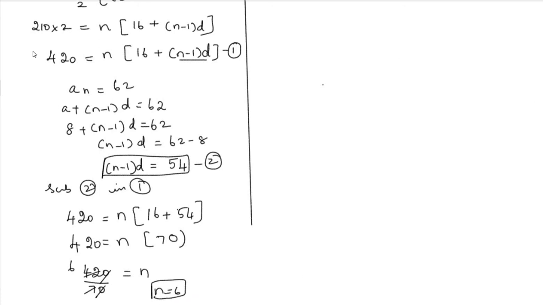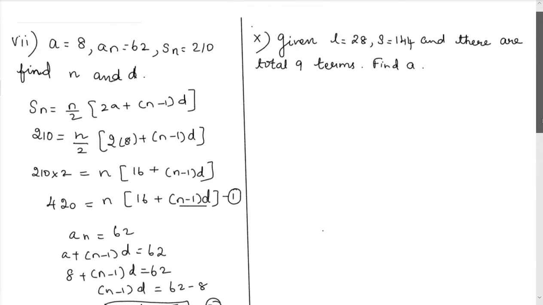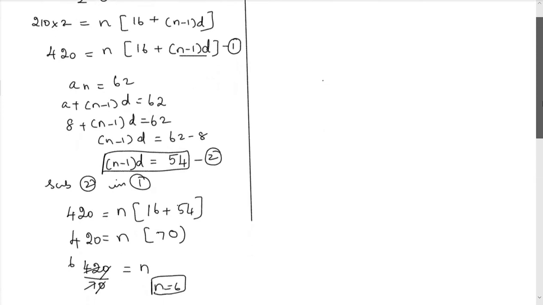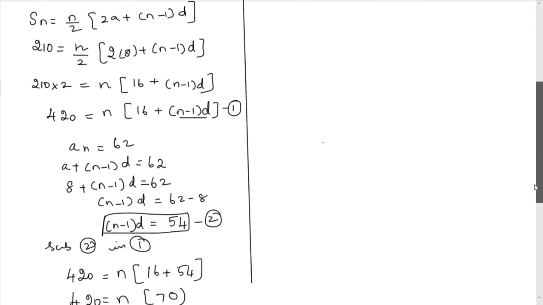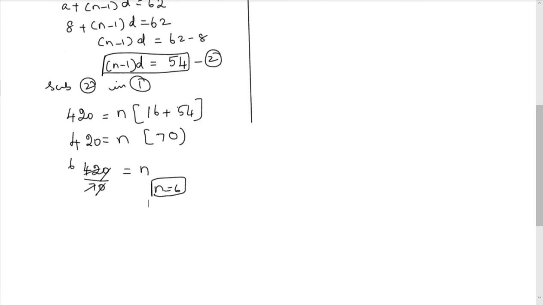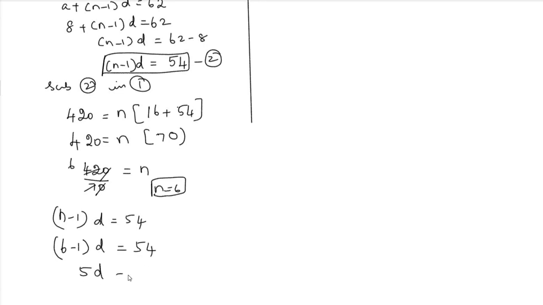What are the things we have to find actually in this place, children? Can you tell me what they asked us to find? n and d. Okay, we have found n. We are supposed to find d. I am going to write n minus 1 into d is equal to 54. Instead of n, I can write 6 minus 1 into d is equal to 54. 5d is equal to 54. So d is equal to 54 by 5. Okay. Shall we move to the next one, children? We have found n as well as d. We will go to the next one, children.